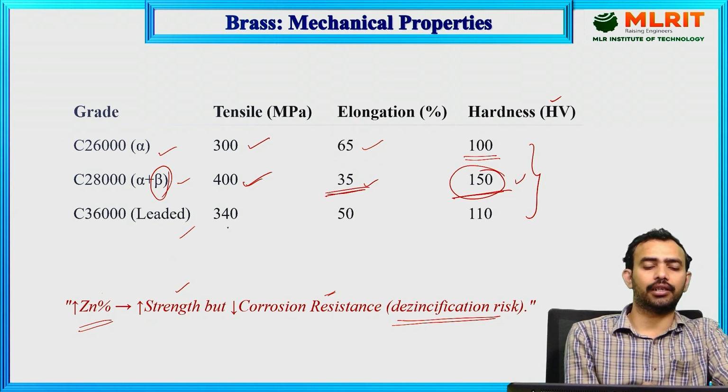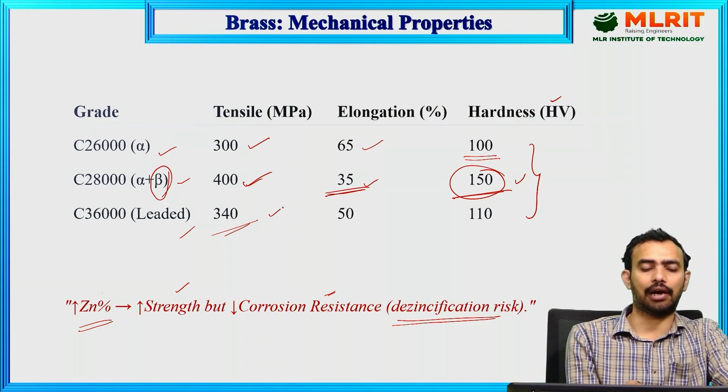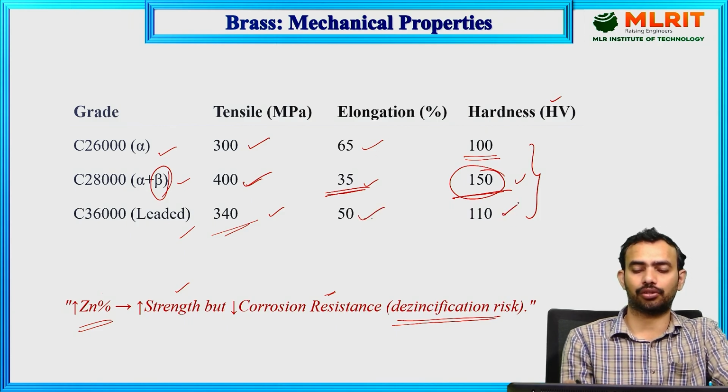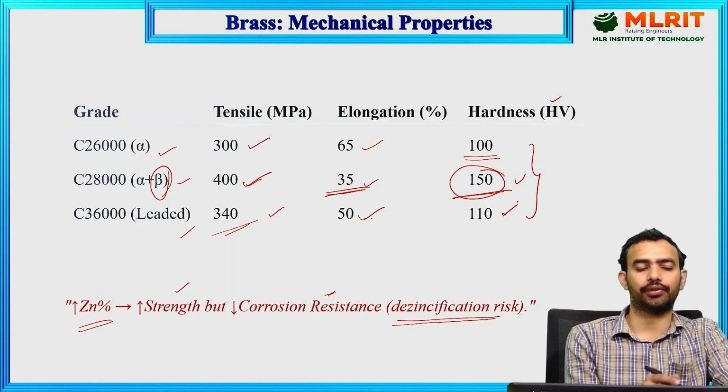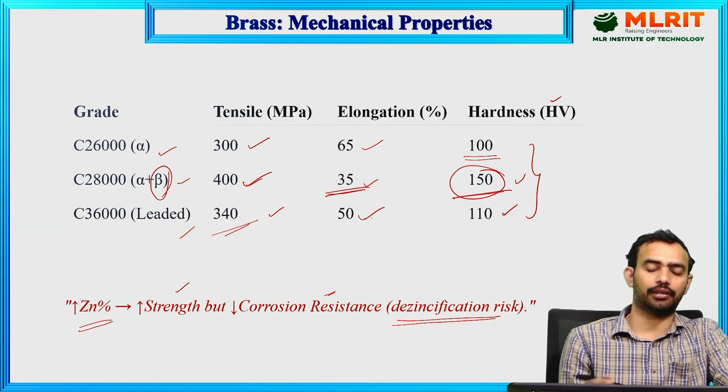Leaded brass falls between the alpha and alpha-beta brasses. Its tensile strength, elongation, and hardness are all in between. So you can put leaded brass between alpha and alpha-beta brasses.